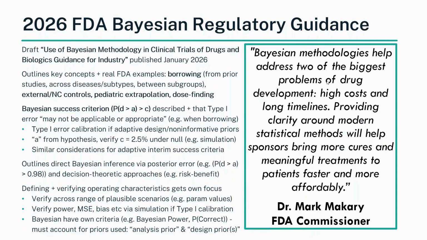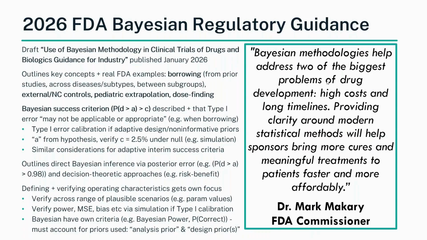Bayesian methodologies help address two of the biggest problems of drug development: high costs and long timelines. Providing clarity around modern statistical methods will help sponsors bring more cures and meaningful treatments to patients faster and more affordably. That's a pretty big thumbs up, I would say, in regulatory terms, and I think a real go-for-it attitude coming from the FDA if you were thinking about using Bayesian methodology in your clinical trial.